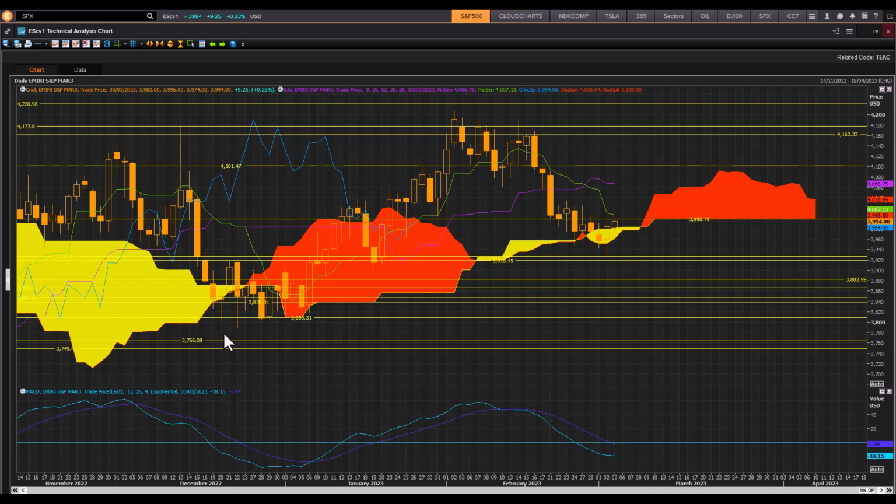So we can see after this tremendous rally up, we had a 50% retracement, and that 50% retracement coincided very well with this front end cloud chart support zone. So far so good. We're back above the top end of the cloud here.